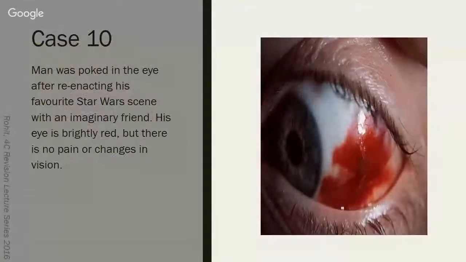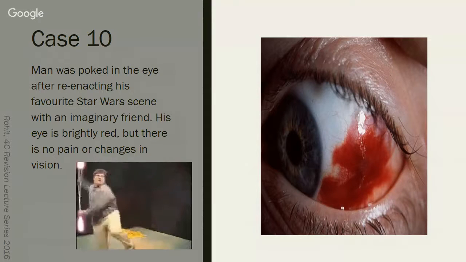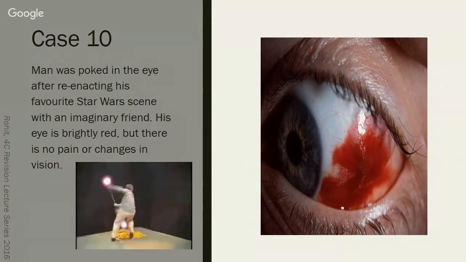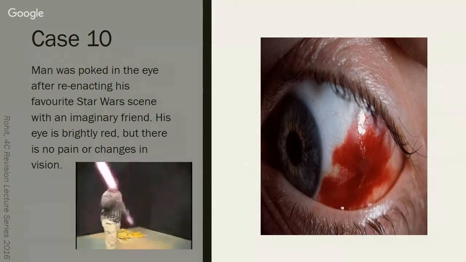So what about this one? So we have a man, he's poked in the eye after reenacting his favorite Star Wars scene with his imaginary friend. His eye is bright red. You think that no one does this, but there's this guy. So these people do exist. So what do you think the diagnosis is? He's quite skilled, except when he nearly falls over, but I watch this video on repeat all the time.